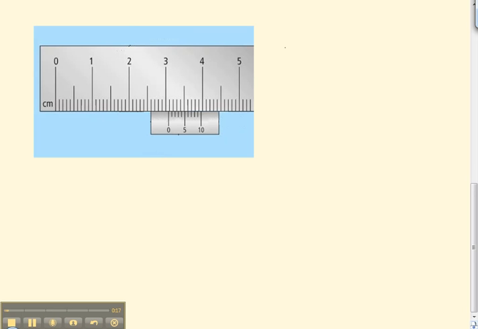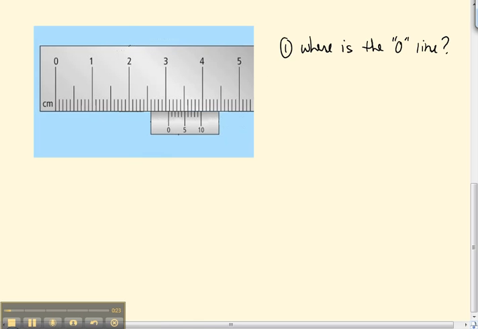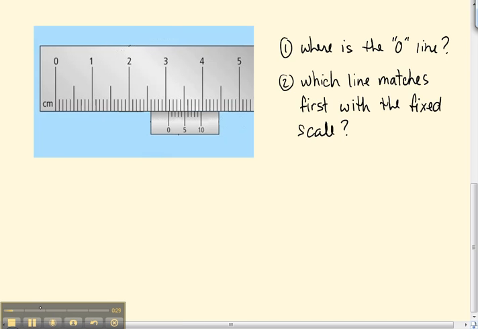Okay, so again, step number one is you're going to look to see where the zero line is. If it's between two numbers, then you know the measurement is between those two numbers. Then step number two is you're going to see which of the other lines is the first one to match up with one of the lines on the fixed scale. So start at 0 and then find the one that matches up first. So go ahead and stop the video and try that now and see if you can come up with an answer.